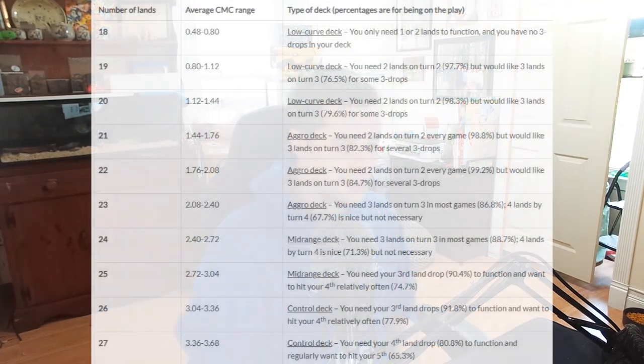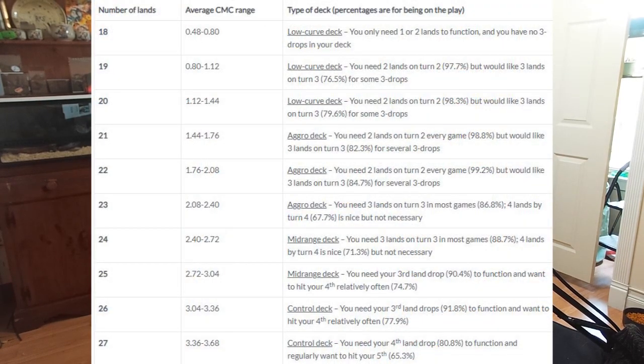Now, the last thing I wanted to look at is Frank Karsten's suggestion for how many lands you should play. And this last chart is, for constructed, 18 to 27 lands, what your average CMC range is, the type of deck you're playing, and how many lands you should be playing. So for example, for 19 lands, you want your average CMC to be 0.8 to 1.2. At 12%, you want a super low curve deck, you only need 2 lands on turn 2, but maybe 3 lands on turn 3 for some 3 drops, right? This would be a super aggressive deck.